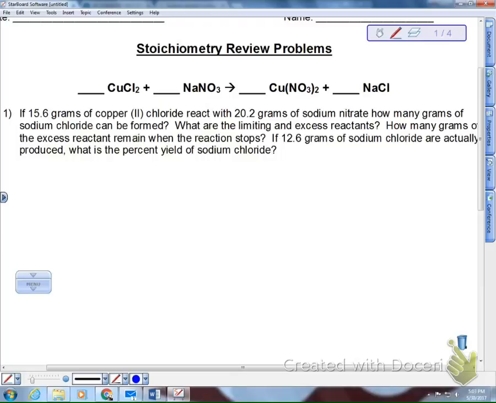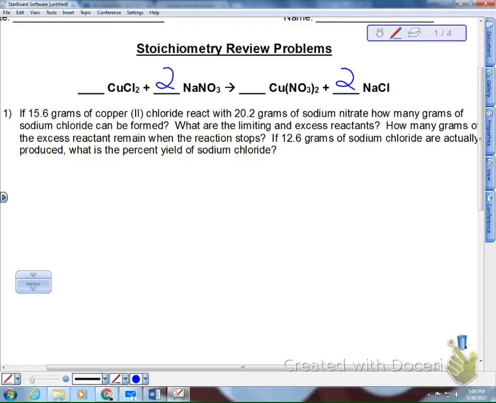Looking at problem number one here, we have an equation. It's a double replacement reaction, so we want to balance that. So we'll put a 2 there and a 2 there. And I should say, throughout this video, I'm going to give you a chance to pause and work ahead. And if I go a little fast, don't be afraid just to hit pause for a second and catch up, and you can rewind as well.